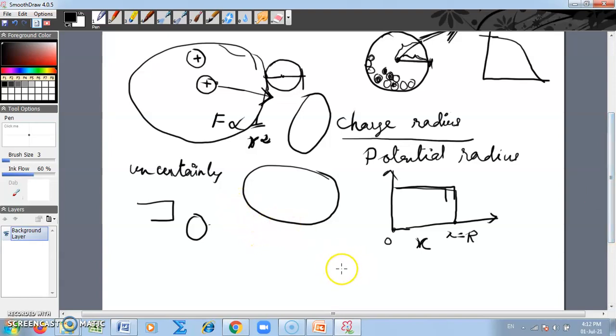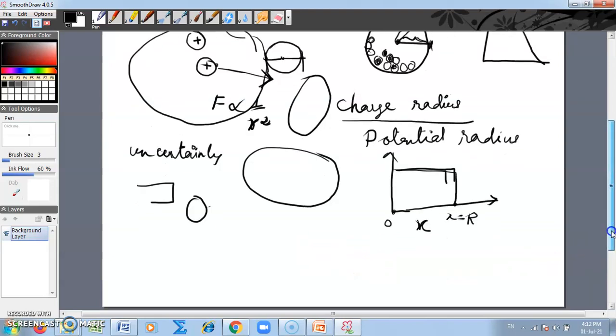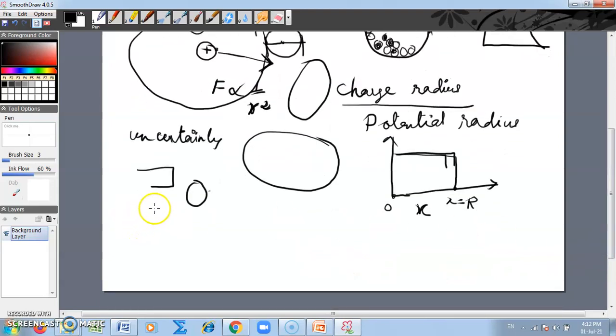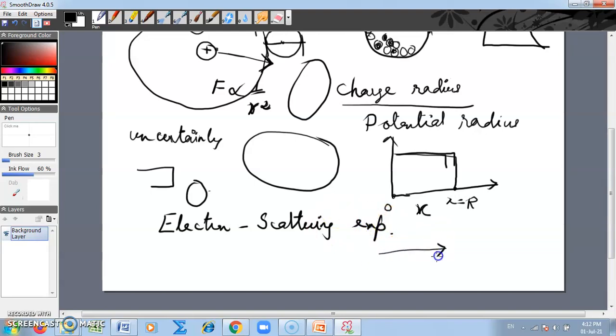So the most common, acceptable method for measuring the potential or charge radius is the electron scattering experiment. So here what is done is that electrons are directed towards the nucleus, and then how much it gets scattered is seen.